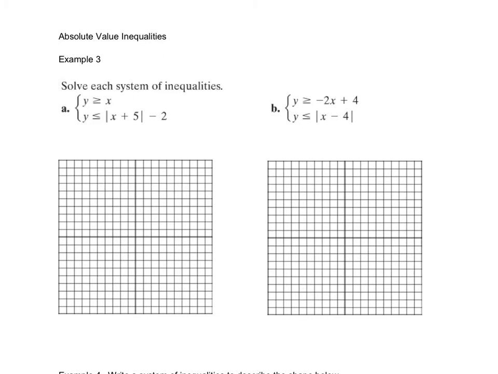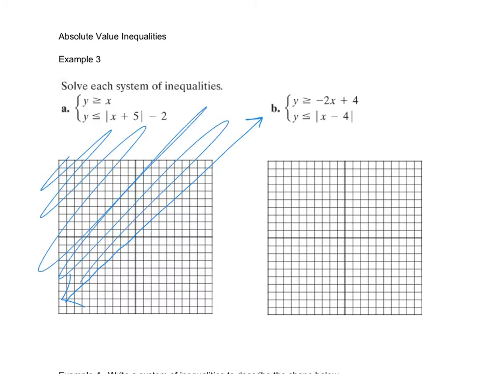So right here I'm going to graph this. The first line is y is greater than or equal to x, which is a solid line, shade up. And the second one is an absolute value. It's shifted to the left 5 and down 2. So I'm going to go left 5 and down 2.